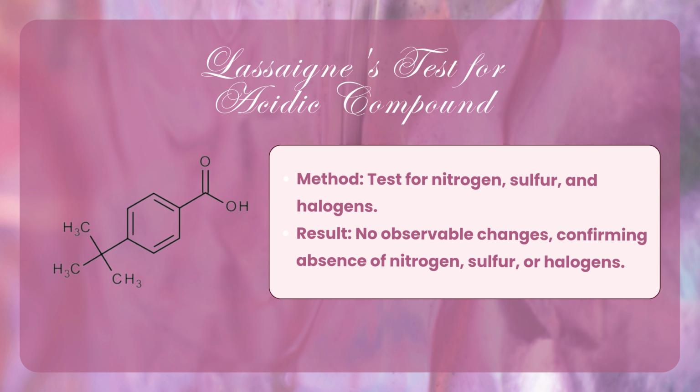I performed the Lassaigne test, which is quite helpful in detection of elements like nitrogen, sulfur, and halogens in organic compounds. And for my unknown acidic compound, the test showed no presence of sulfur, nitrogen or halogen, which was consistent with its structure of 4-tert-butyl benzoic acid, and confirming it was indeed a carboxylic acid with no additional heteroatoms.